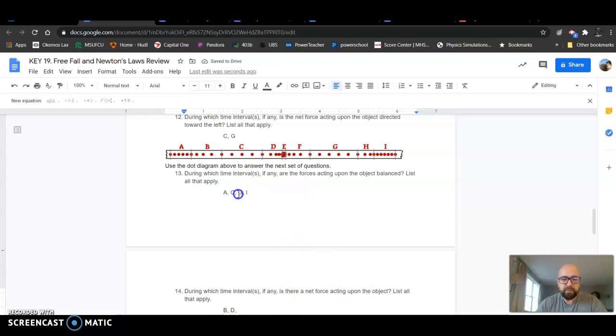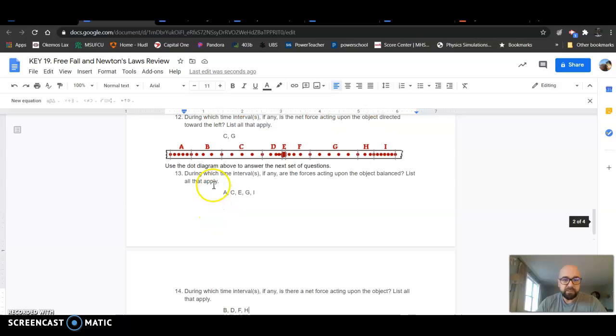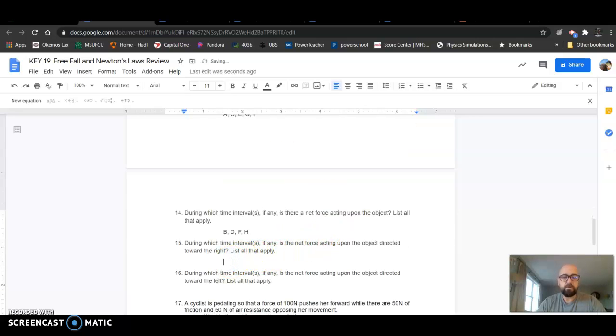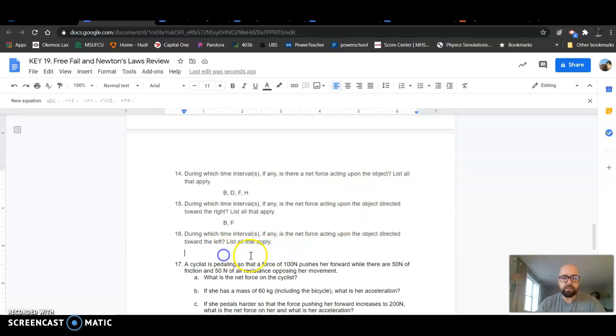Maybe I left out E up here. I apologize because E looks like it's stopped. So this was B and D and F and H. So when is that force acting towards the right? A positive acceleration, meaning speeding up, which is B and F. And then the net force acting on it towards the left, meaning it's slowing down, is D and H.